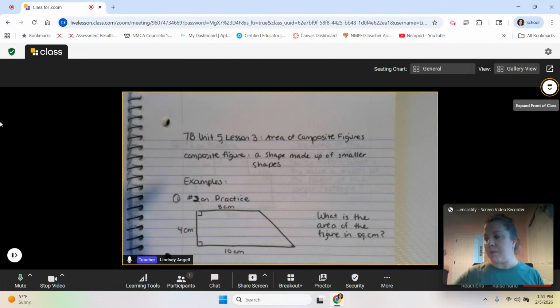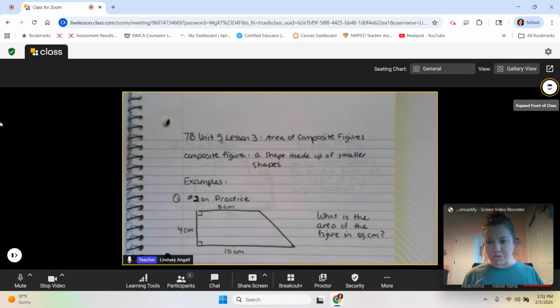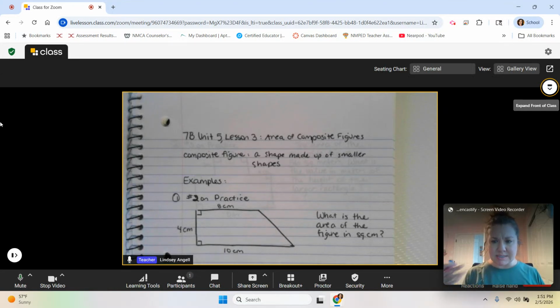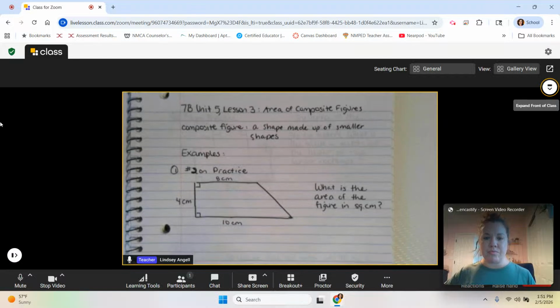So first off, a composite figure is a shape made up of smaller shapes, okay? Which is the majority of the types of shapes that we see in the world, right? Buildings and things like that, it's not just one straight shape. The best thing for us to do is just to go straight into practice problems because we already know how to find the area of a rectangle and the area of a triangle, and that's what these are going to be made up of. So let's get into it.